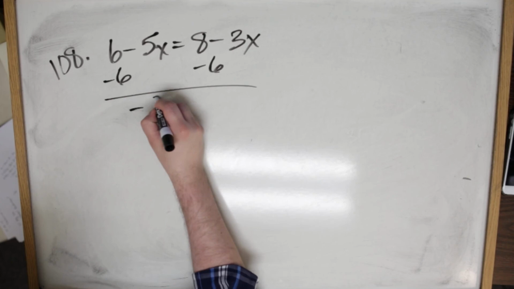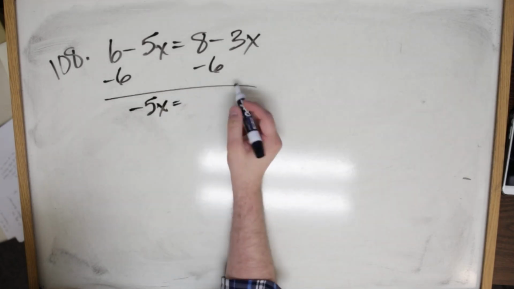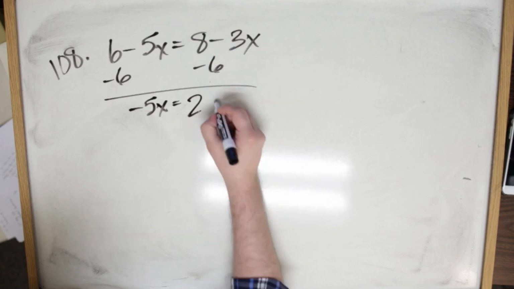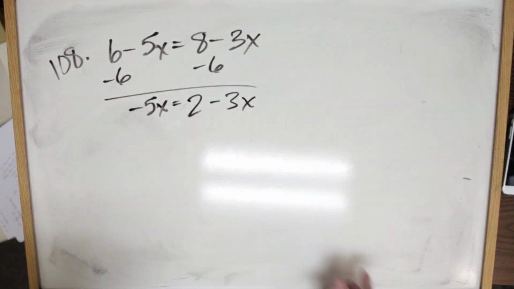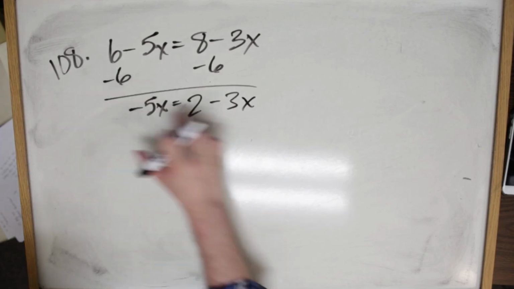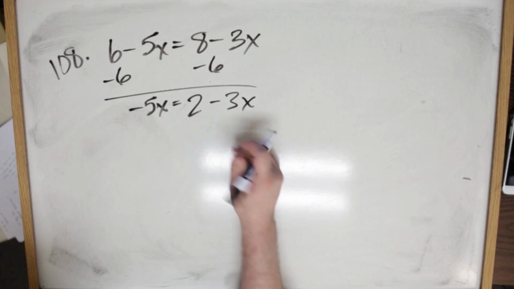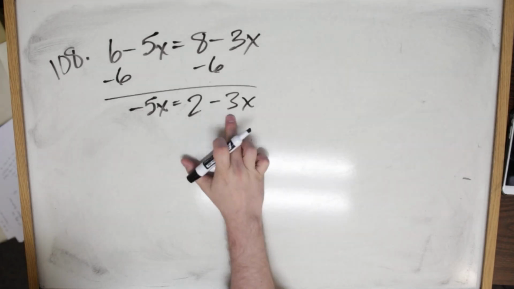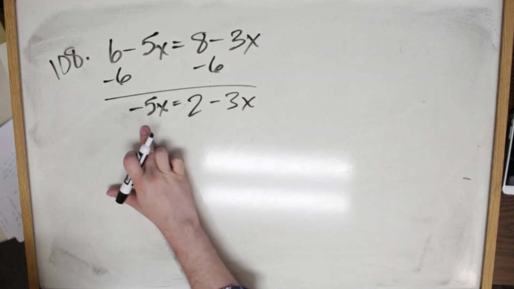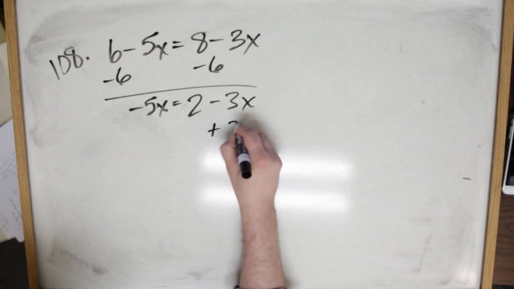So we get minus 5x is equal to 8 minus 6, which is going to be 2, and then the minus 3x comes along. We can't combine those because they're not like terms. And now we do the same thing we did, except we do it with the variable terms. So over here we've got a minus 3x, and I want to bring it to the other side. So to do that, I'm going to add 3x.